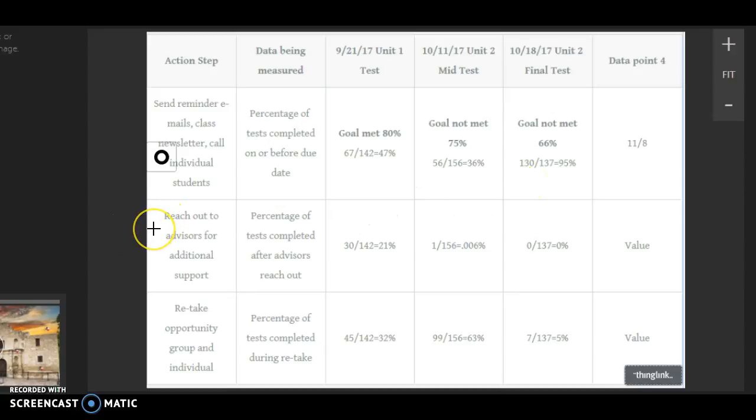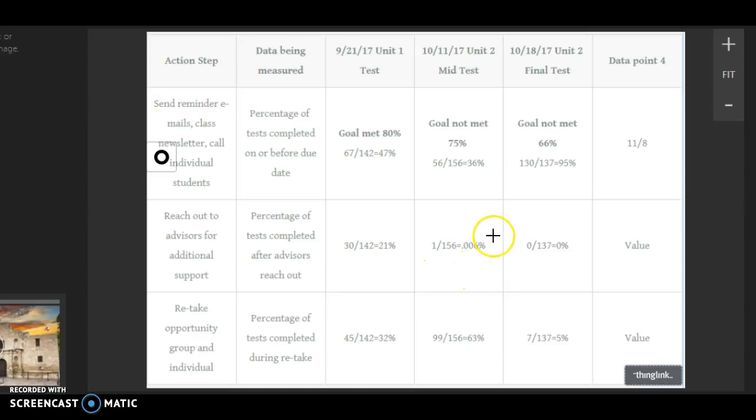If you move down, reaching out to advisors for additional support, I measured this data by looking at the percentage of tests completed after advisors reached out to the students. The first test, I had a lot of success with this advisor support. 30 tests actually came in, which was 21%.